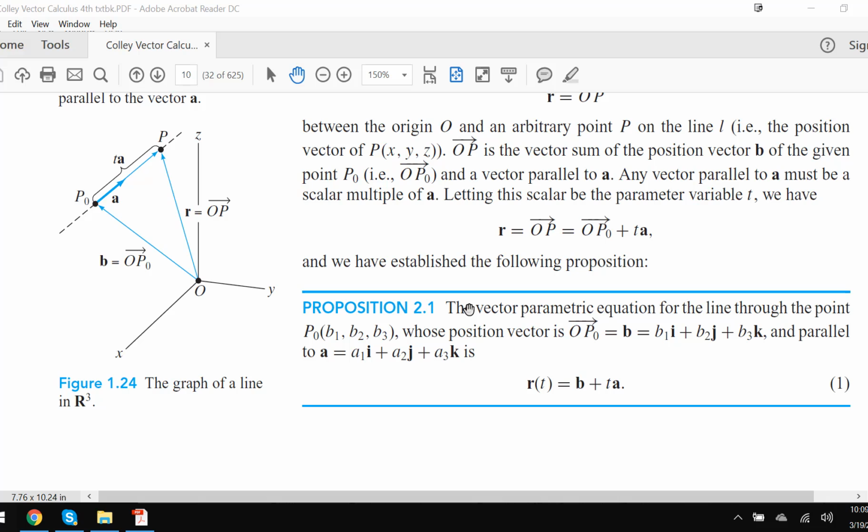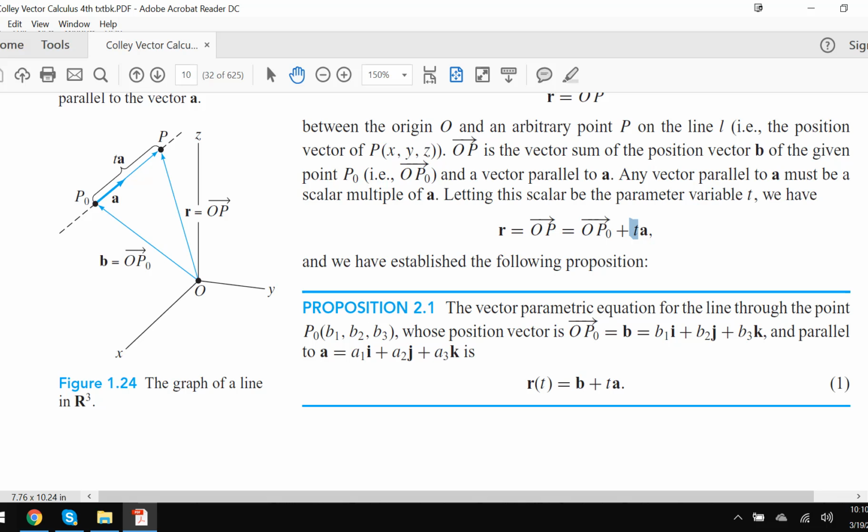It says this, that R equals this, and since P is a kind of free variable, we can call this the vector parametric equation for the line through the point whose position vector OP sub 0 equals this, and is parallel to some vector A. Okay, so we have that.